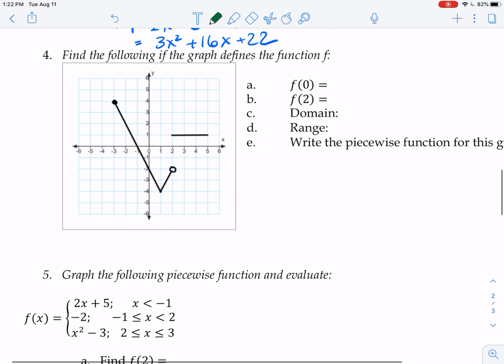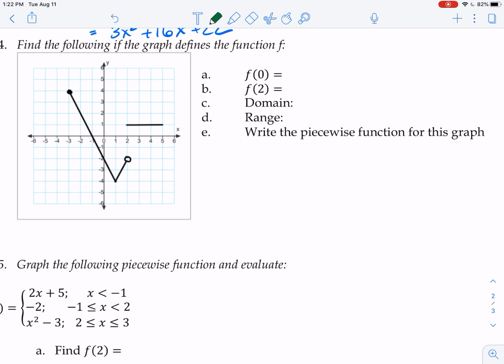Okay, so this is a piecewise function. Notice that you can think of this as having 1, 2 pieces where this is an absolute value, and this is a nice little linear function, or you could think of this as having 1, 2, 3 pieces. You can do it either way. They would both be correct.